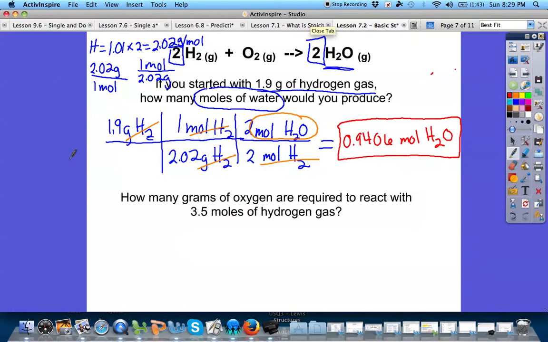All right. So now, if you flip the page, we're going to use this same chemical equation for hydrogen gas reacting with oxygen to produce water to work this in the next problem. It says, how many grams of oxygen are required to react with 3.5 moles of hydrogen gas? So my number and unit that we're given here is the 3.5 moles of hydrogen gas. We want to find how many grams of oxygen.